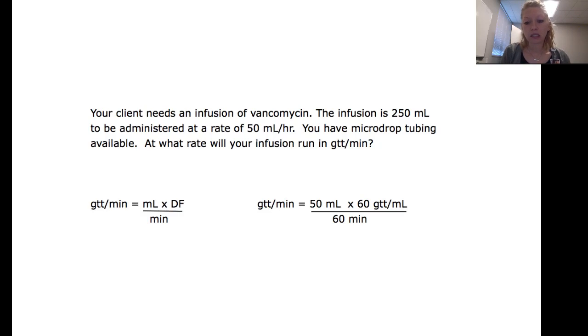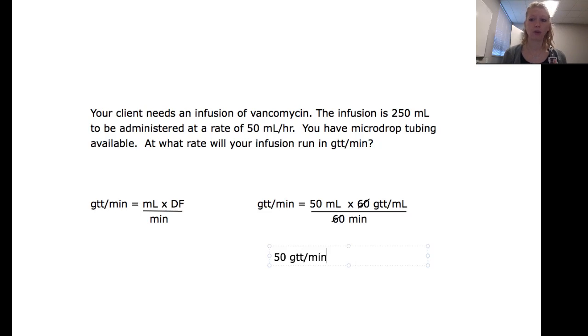As you can see here, I've got a 60 on the top and a 60 on the bottom, and anything that I have on the top of my numerator as well as the bottom is going to cancel out every time. So in this case, my 60 here cancels out, my 60 here cancels out. I'm only left with 50. Forever and always, if you are using micro drop tubing and only micro drop tubing, because my drop factor is 60, when I have my milliliter per hour rate, it will always equal my drops per minute rate. So in this case, we can see that my drops per minute is going to be 50.